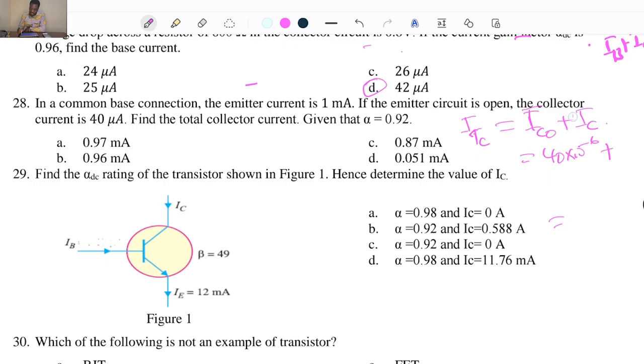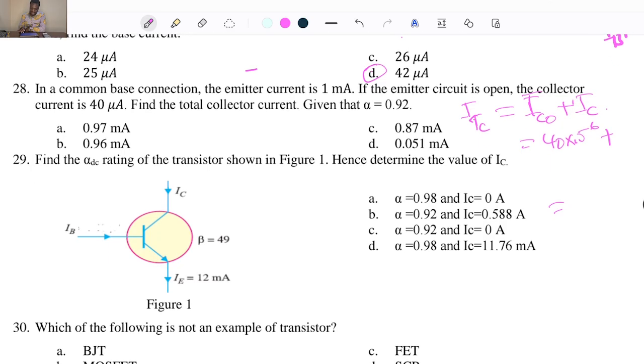So now we have to find IC, the collector current, right? Now that's due to the emitter current being 1 milli. So to get that, again, we write the formula, which is alpha DC equals collector current over emitter current. And this becomes IC, which is alpha here, 0.92, times the emitter current being 1 milli.